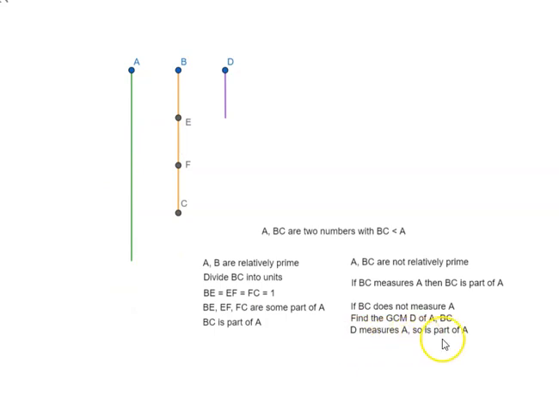So D measures A, so D is part of A. And we know BE equal to EF equal to FC equal to D. Each of these numbers is equal to D. That means BE, EF, FC are some parts of A. So we can say in totality BC is part of A. That is proposition number 4 of book 7 of Euclid's Elements.